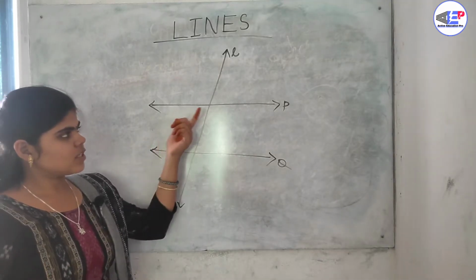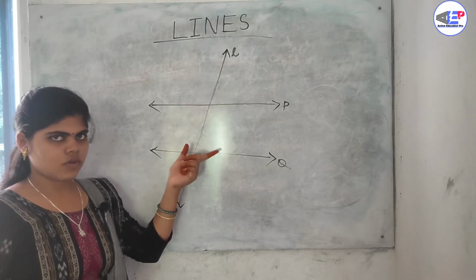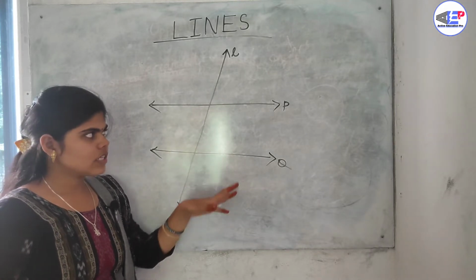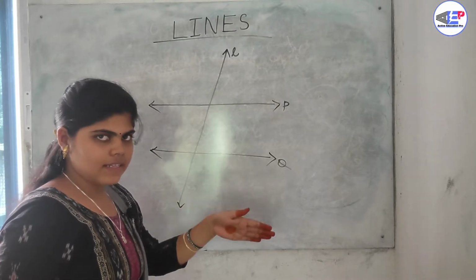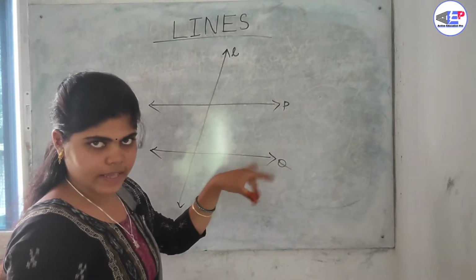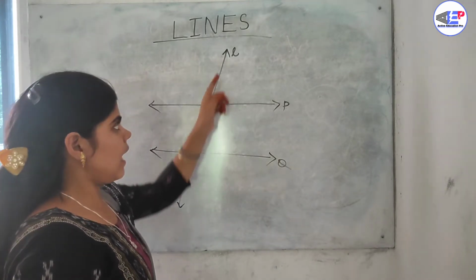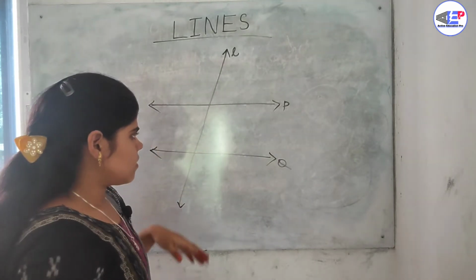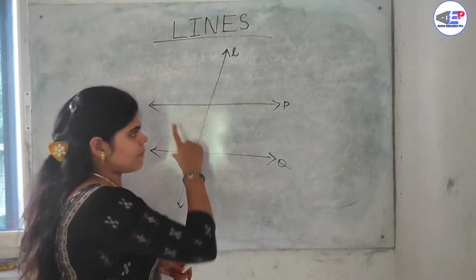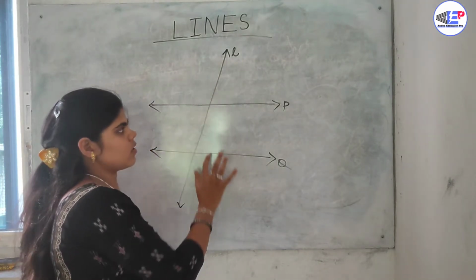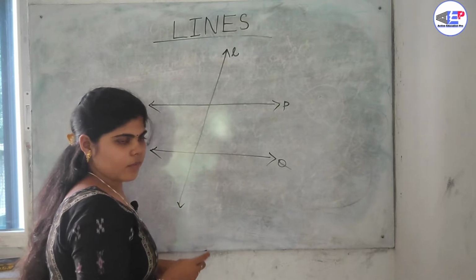Look here, there are two different lines, P and Q. Here I don't say that P and Q are parallel or non-parallel lines, but there is a pair of lines. Maybe these are parallel lines or non-parallel lines, and this line A is the transversal line because it passes through these two lines at distinct points.